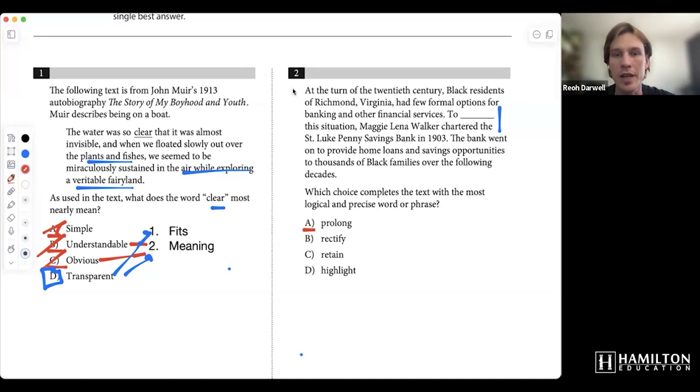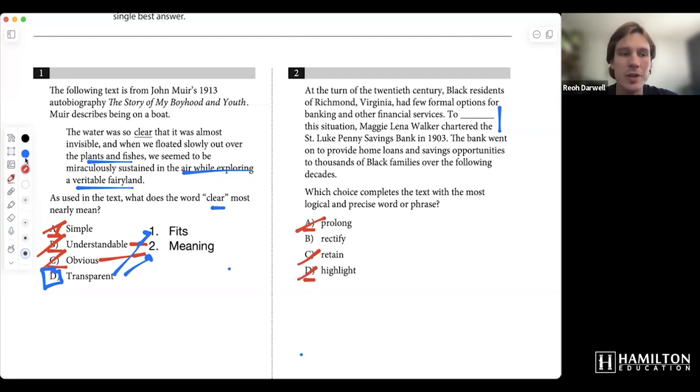Now, the first thing is talking about how there are few formal options for banking and financial services. Then Maggie Lena Walker went ahead and made a savings bank. Did this prolong, or make longer, the issue of not having enough banking? No. Retain and prolong are similar here. Retain means to keep something around, so that also doesn't work. Highlight would be to bring attention to something. And of course, maybe a journalist could highlight this or something like that.